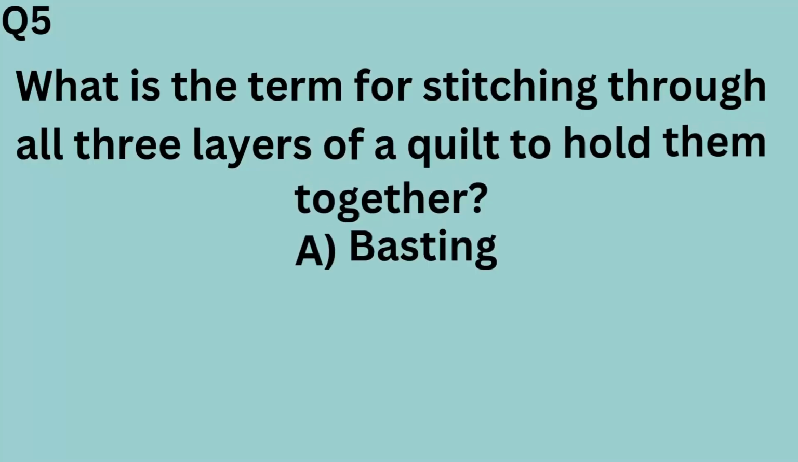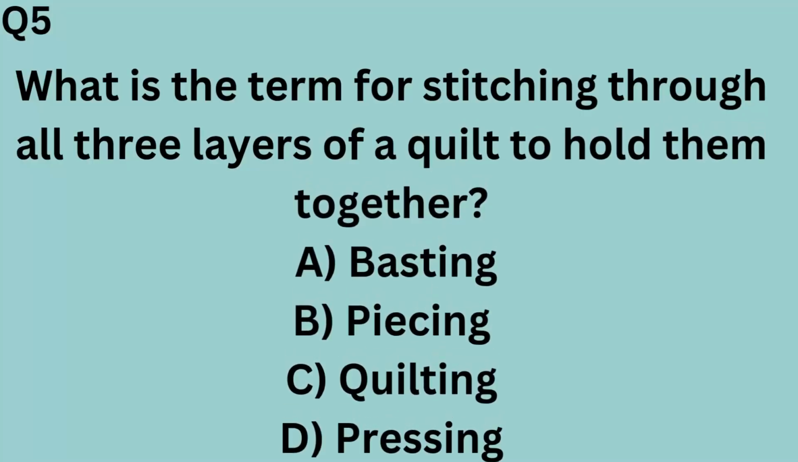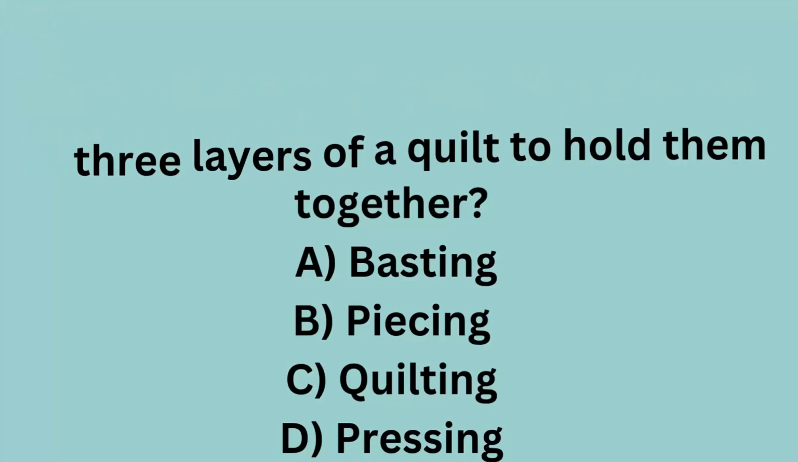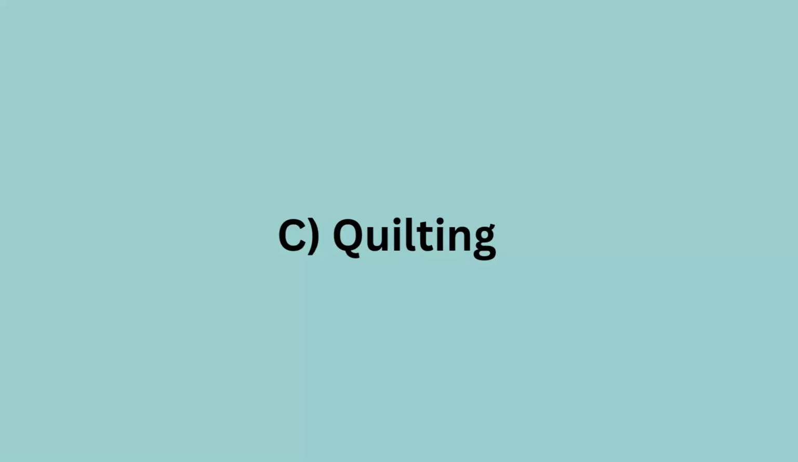What is the term for stitching through all 3 layers of a quilt to hold them together? A, basting, B, piecing, C, quilting, D, pressing. Come on, newbies, you should know this one. This is basic. The answer is, of course, quilting. We must quilt them so they can stay together to give us that warmth.